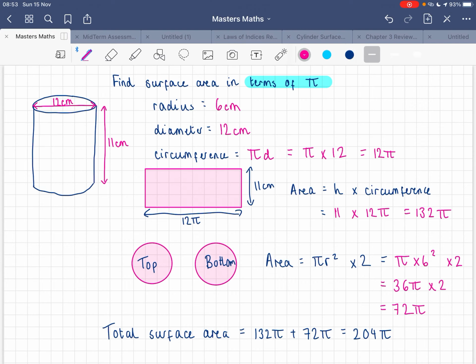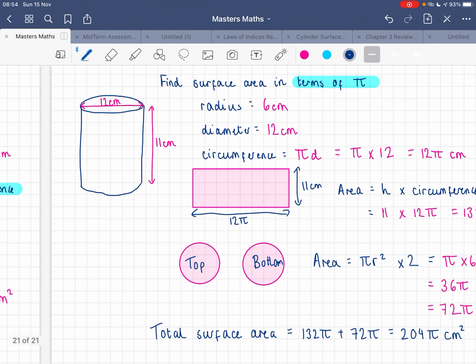Now all the way through I've forgotten my units. This is centimetres because it's a length. This is centimetres squared because it is an area, and so is this, which means my answer is 204 pi centimetres squared. Okay, so the method is the same. You have to do all of the same things. The only thing that's different is that you have to leave pi within your answer instead of working it out as a decimal. And that's it.